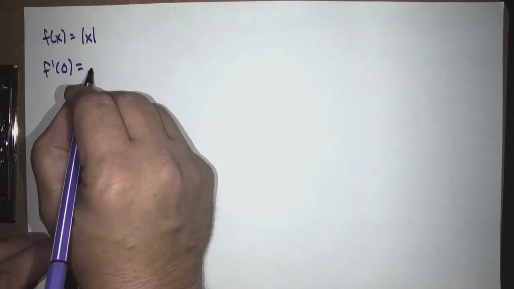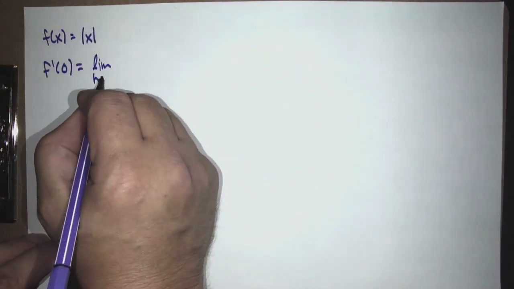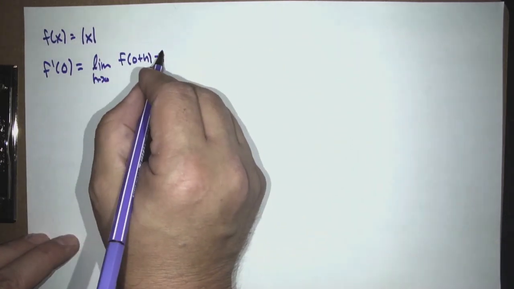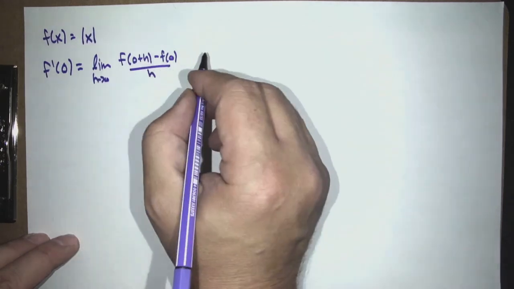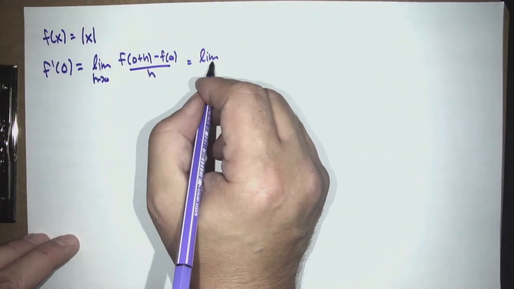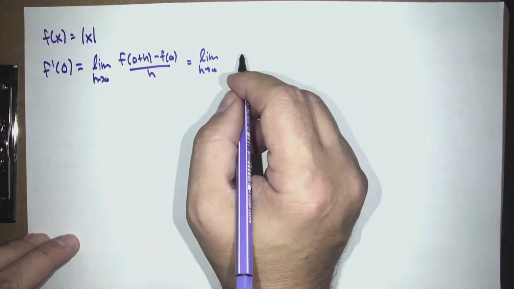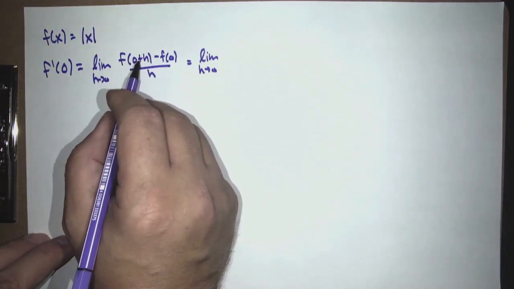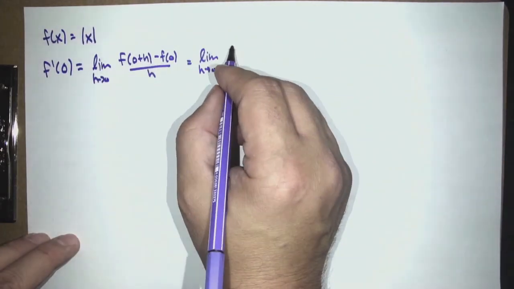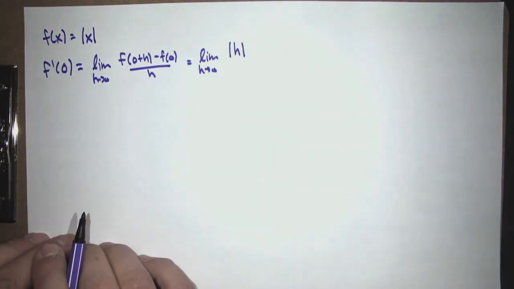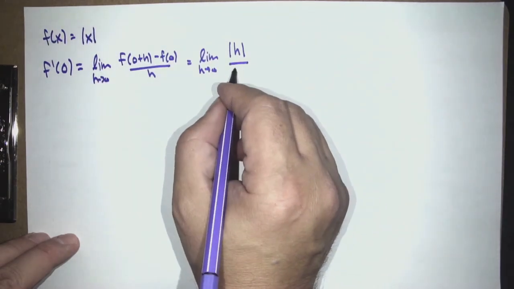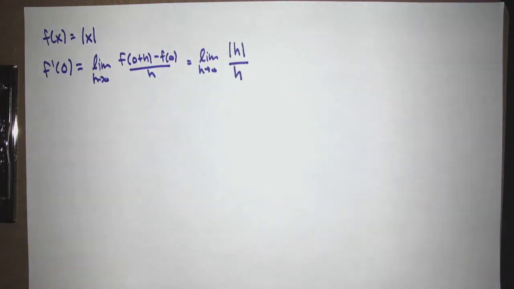You can just say, hey, there's a definition, right? It's the limit as h goes to 0 of f of 0 plus h minus f of 0 over h. What's the top become? Well, good news is 0 plus h is also known as h. And the absolute value of h is the absolute value of h. Then f of 0 is 0. And downstairs is h. So you have the limit as h goes to 0 of the absolute value of h over h.